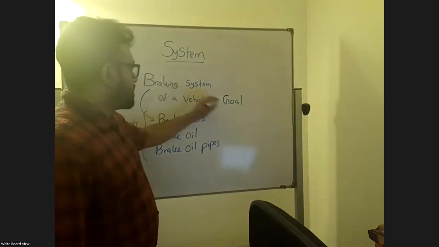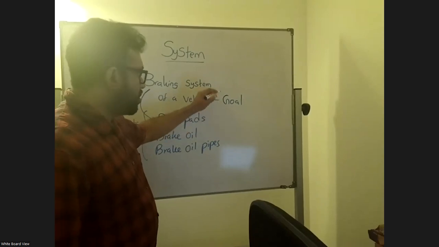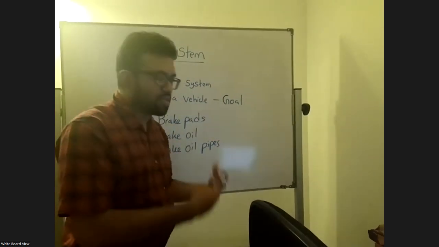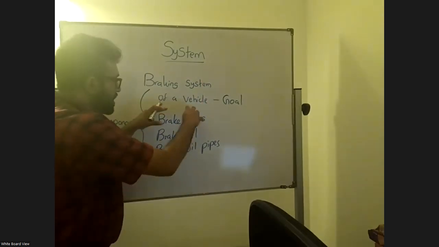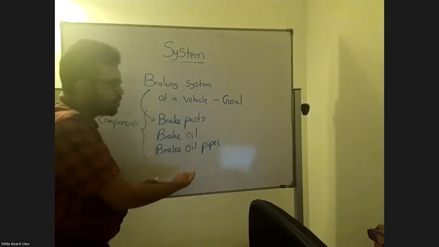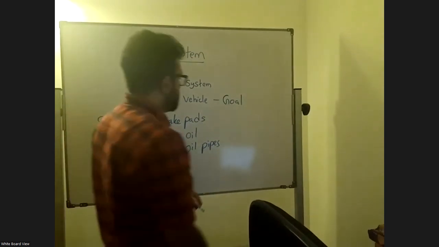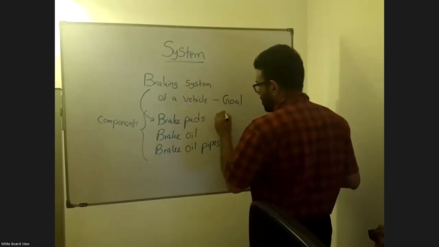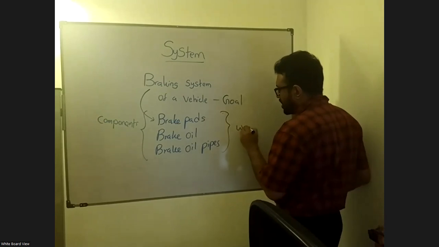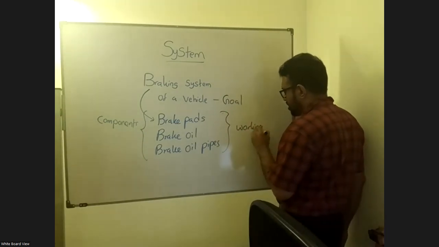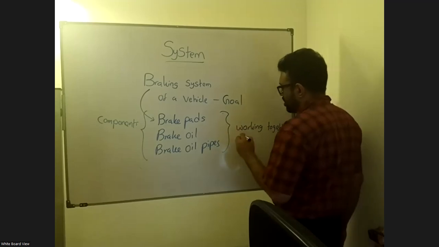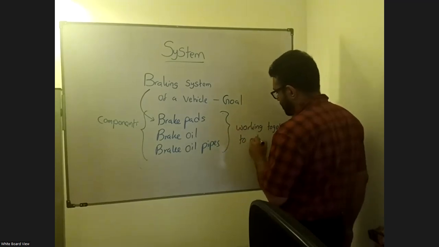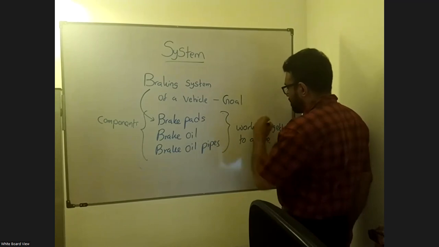So the system has a goal. Its goal is to stop the vehicle as soon as possible. And these are the components. And what they do, they work together to achieve this goal.